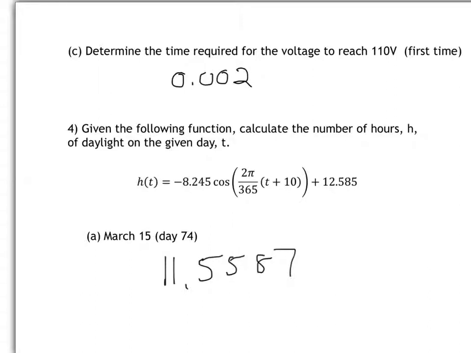And if you're successful, you got 11.5587. If not, I guess you should try again. Or you can go through the fun of putting 74 into our function. And we get 74 plus 10 is 84. 84 divided by 365 times 2 pi, take the cos, multiply by negative 8.245, and then add 12.585. And you should get, again, that number.